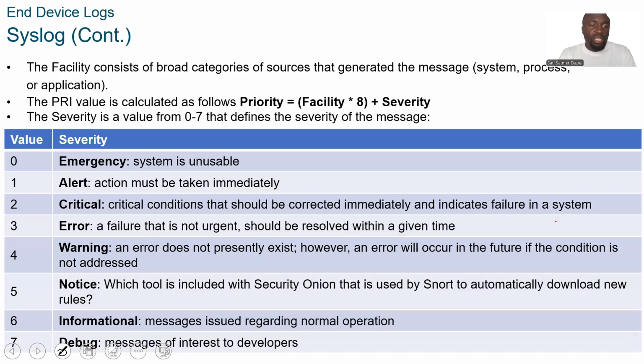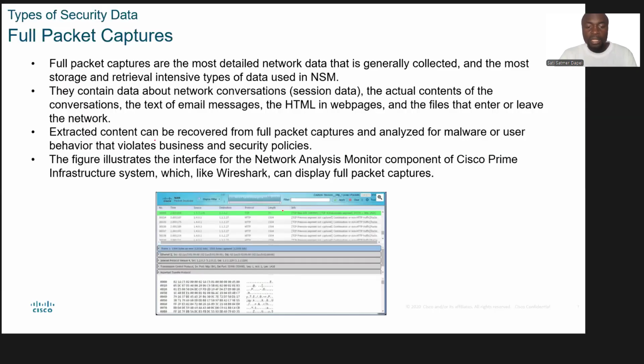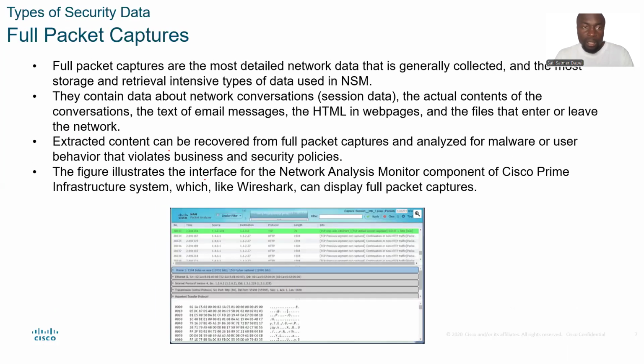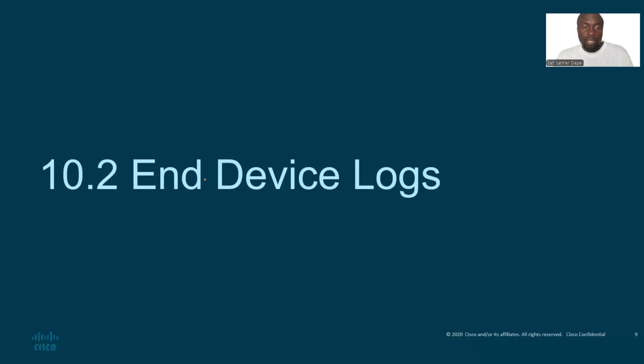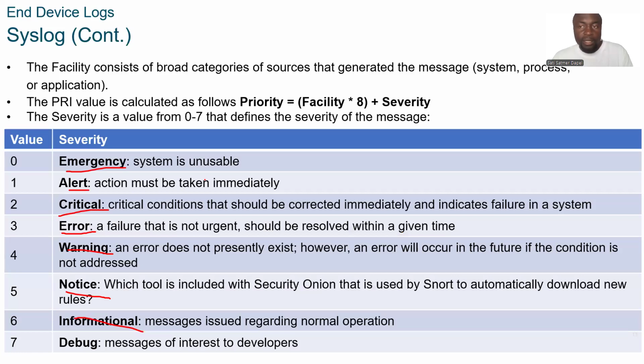So when you see syslog errors or information, it has what they call emergency, alert, critical, error, warning, notice, information, and debug. All right, so it has all this. That is the syslog. But you need to be able to understand what each one of these is.